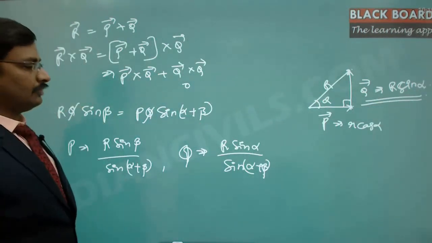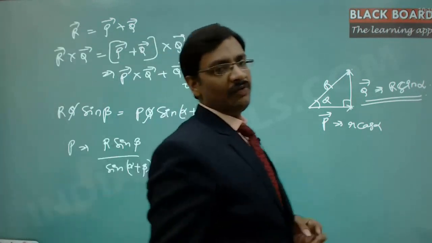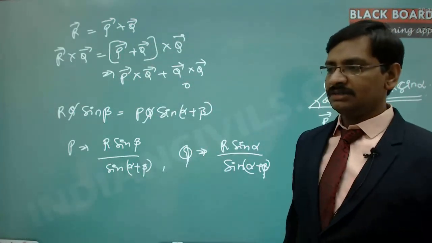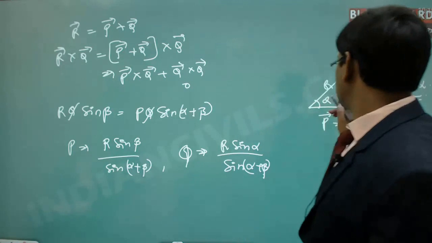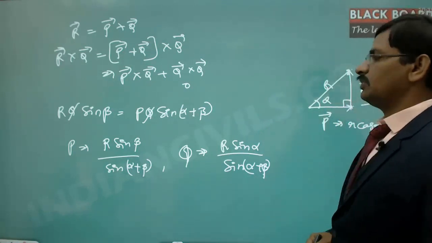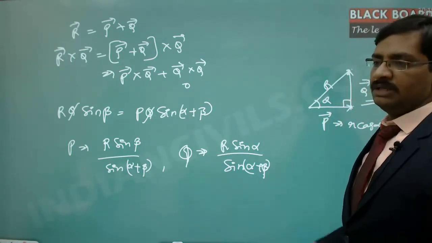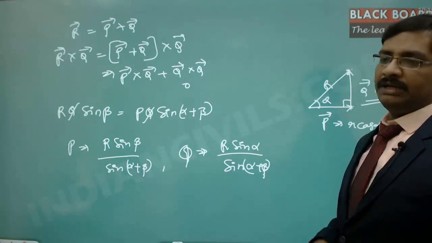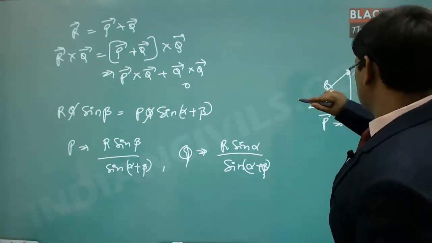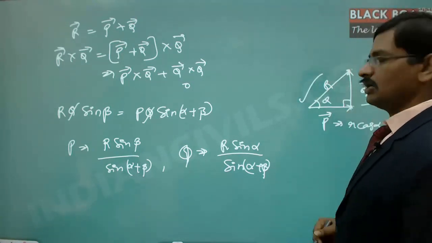Got it? So this way you can divide any particular vector into two different components which are separated at 90 degrees or may not be. But this is the most usual case, how we separate the components.